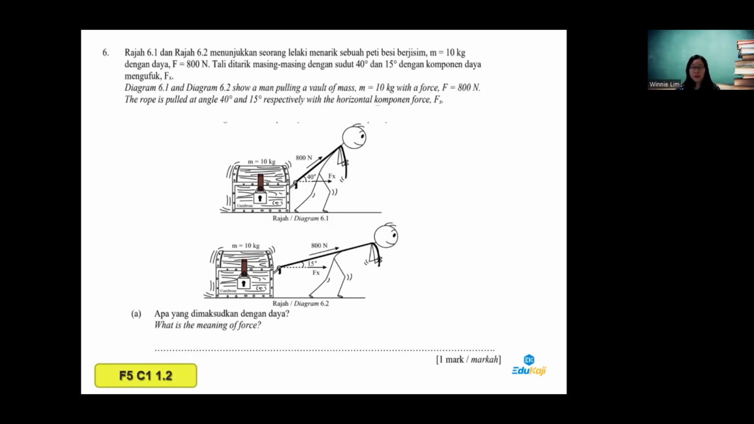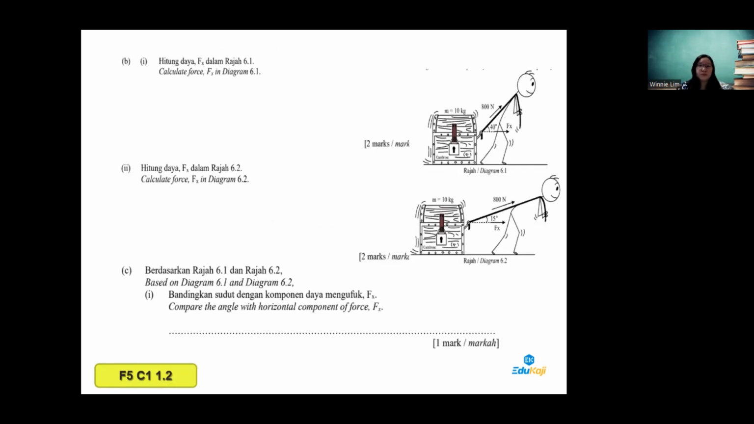So generally, force is actually a push or a pull. Okay, a push or a pull. B, calculate the force Fx in diagrams 6.1 and 6.2. So the basic idea to resolve a force: if given a force with an angle, you can always resolve it into x component and also y component. Same goes for this diagram. You can have x component, y component.